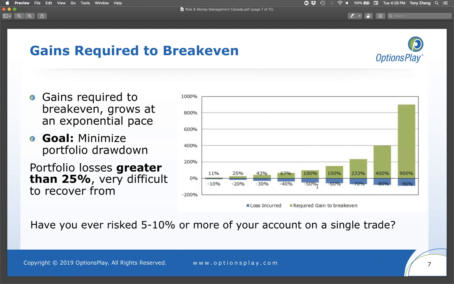So this is the first reason why we want to keep to the lower end of the spectrum, so that you have a fair chance of getting back to break even after a few losses. The rule of thumb here is that if you've lost anything more than 25% of your portfolio, it becomes very difficult to actually recover from that. So the goal here is to really try to prevent your portfolio from ever losing more than 25% of its total account value in any major drawdown of your account.